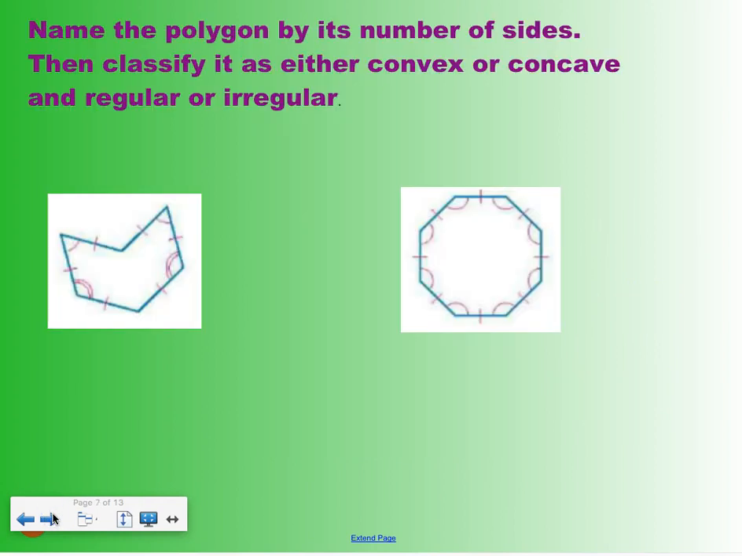Let's try an example now. Let's see what we can do. It says, name the polygon by its number of sides, then classify it as either convex or concave, and regular or irregular. So let's start with the easy one, just the number of sides. If I go around and count, 1, 2, 3, 4, 5, 6. So 6 sides would tell me it's a hexagon.